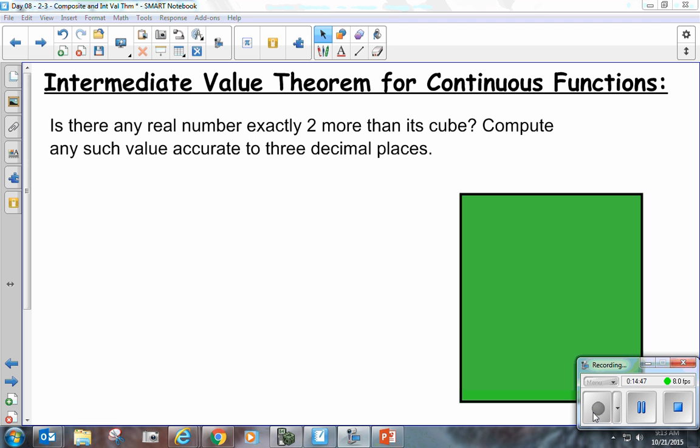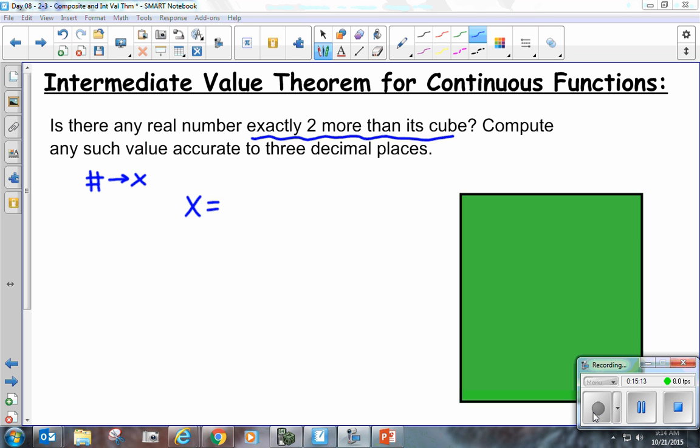All right, so now we've had some time to work on this one ourselves. Let's see if we've got it right. Is there any real number exactly 2 more than its cube? Compute any such value accurate to 3 decimal places. Well, let's start by creating an equation. Any number exactly 2 more than its cube, let my number be represented by x. Okay? Is there any number that is equal to 2 more than its cube?